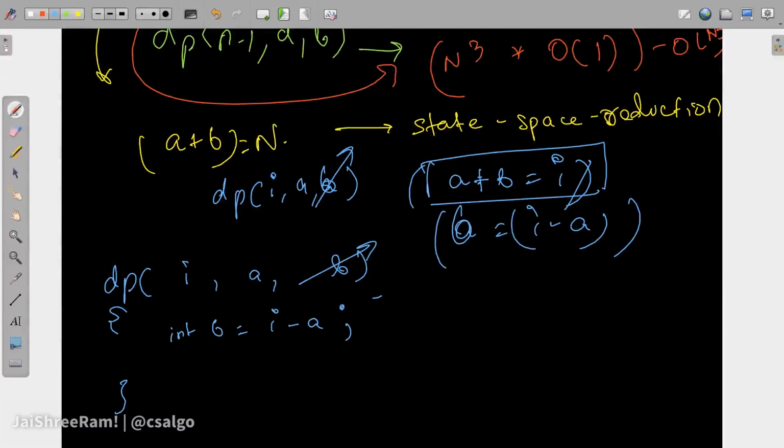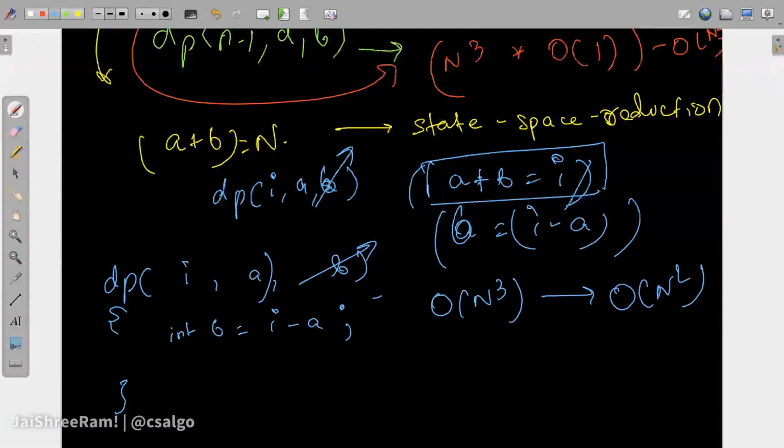So from this, now we can say that there was a total of n cube states, but now there are only order n square states, because for a unique pair of i comma a, there is a unique b. So the rest of the b's are not getting used. So why keep that in the state? Just remove it into the code, derive it from these parameters, and now your state is just order n square, and the transition still remains exactly the same, no difference. Okay, and we can get the answer in order n square, right?